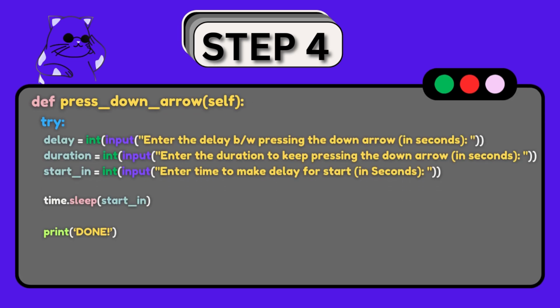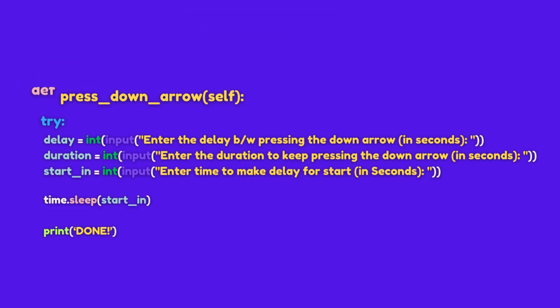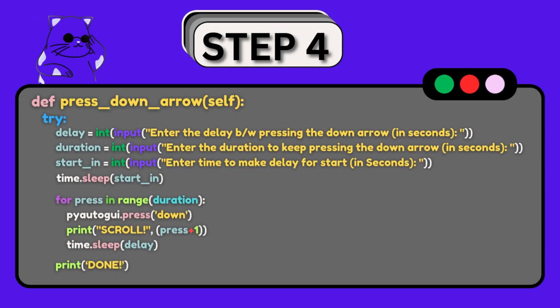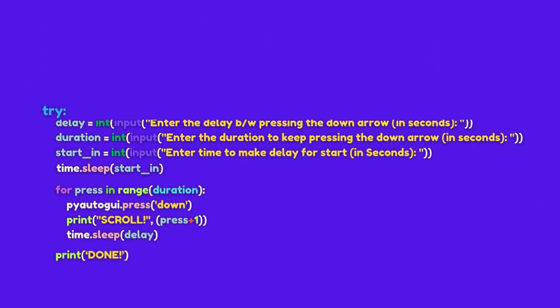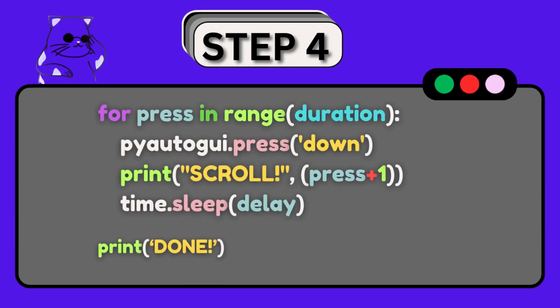Now we are on step 4 where we ask the user to input 3 values in the try block, which tries what we put in it. And this code also uses a for loop to scroll down multiple times. The for press in range duration runs the loop for the number of times set by duration.